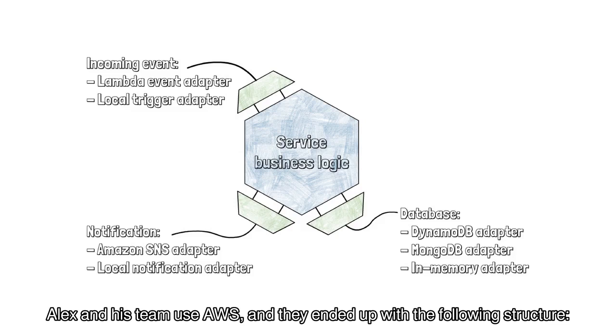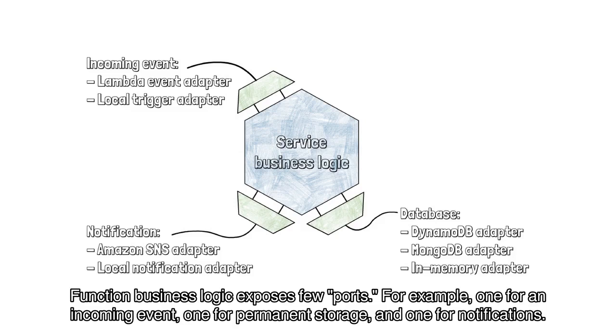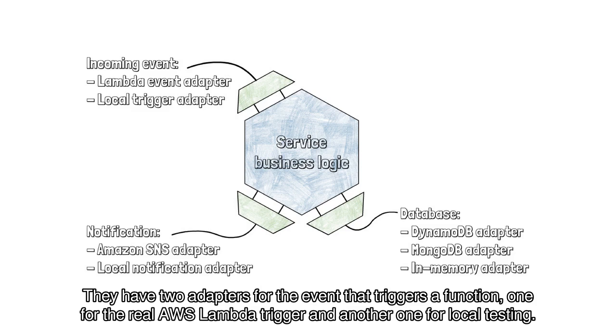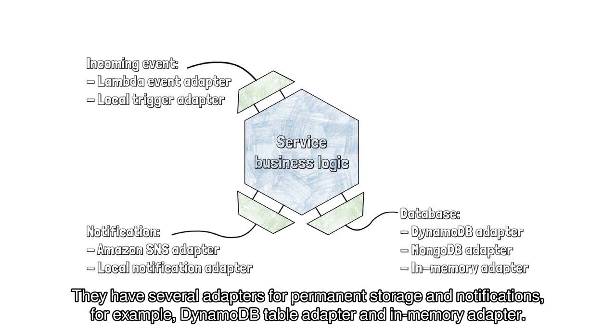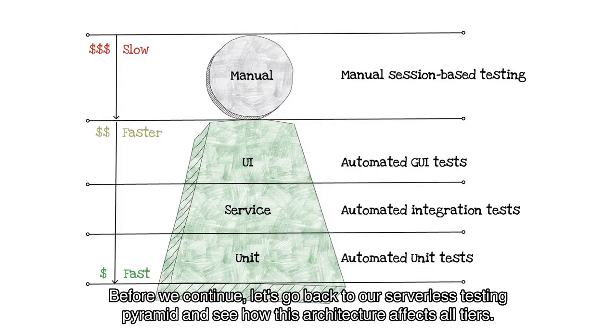Alex and his team use AWS, and they ended up with the following structure. Function business logic exposes a few ports. For example, one for an incoming event, one for permanent storage, and one for notifications. They have two adapters for the event that triggers a function, one for the real AWS Lambda trigger and another one for local testing. They have several adapters for permanent storage and notifications, for example, a DynamoDB table adapter and an in-memory adapter.